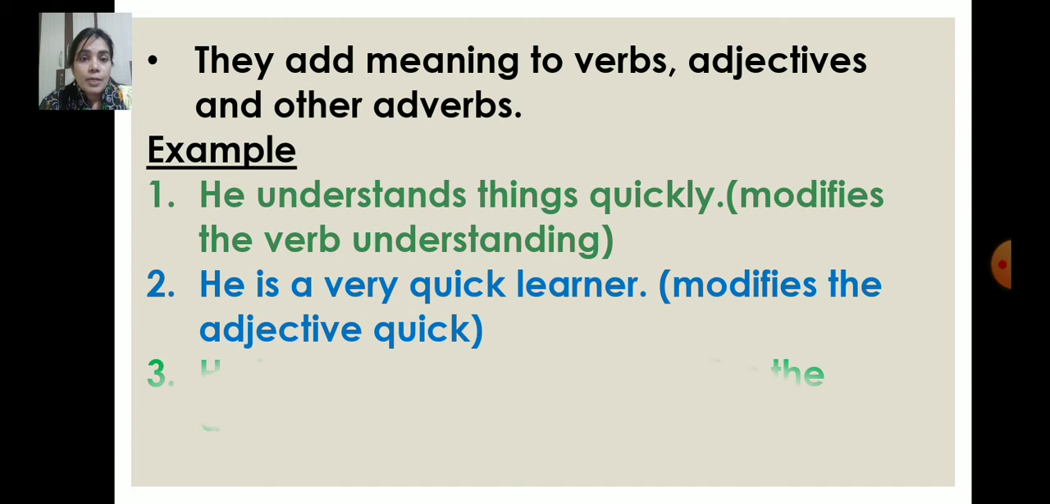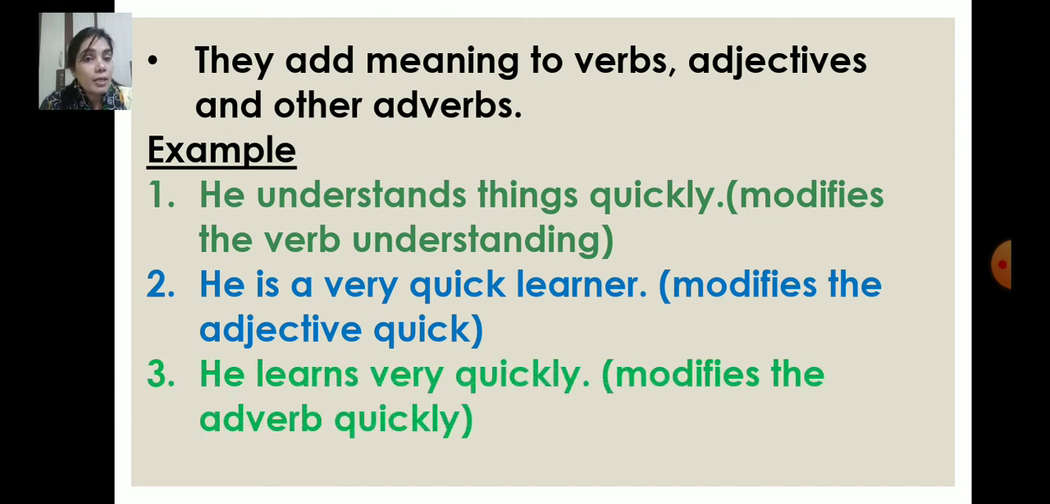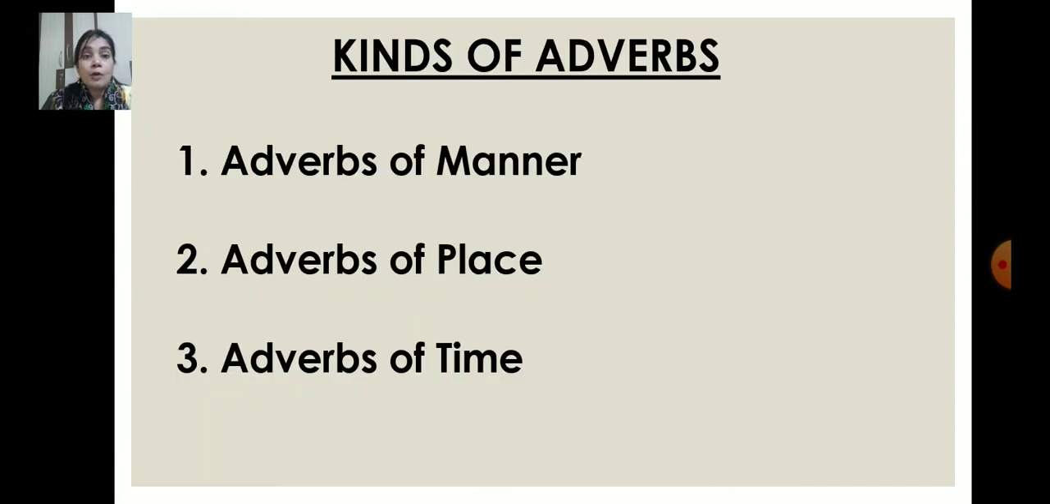Now next one is, he learns very quickly. So quickly is an adverb. How does he learn? He learns very quickly. So it modifies the adverb. Okay, so understood? Adverb means the word that modifies the verb, an adjective, or other adverbs is called an adverb.